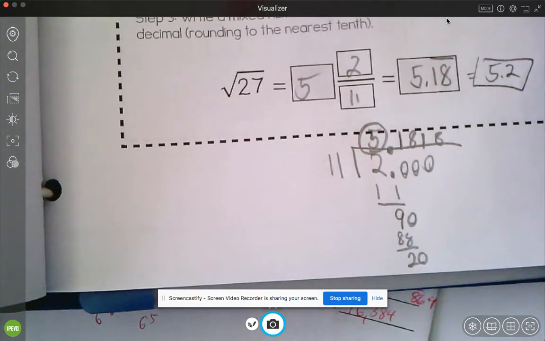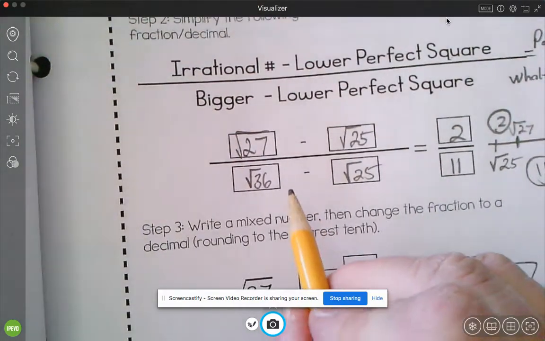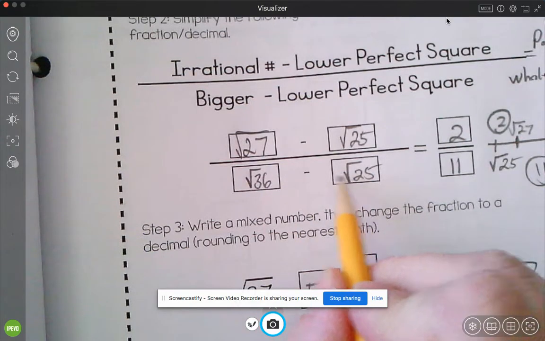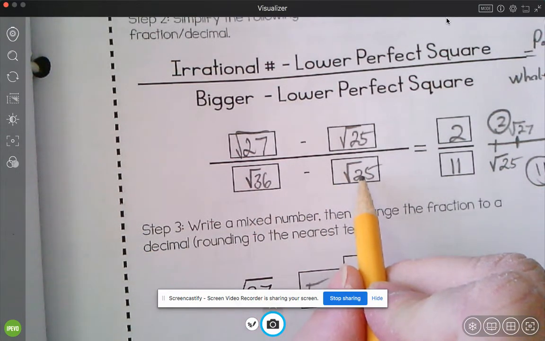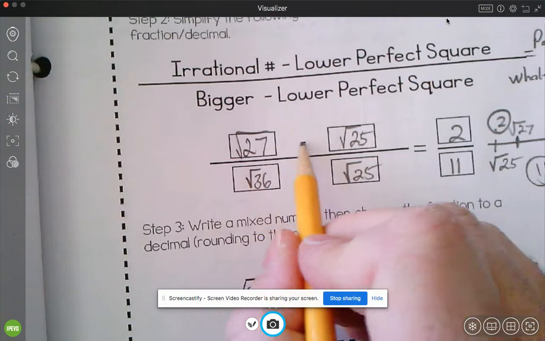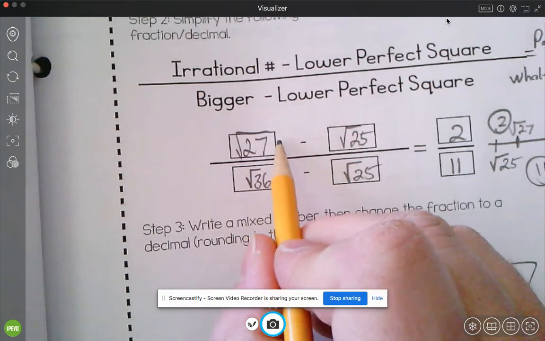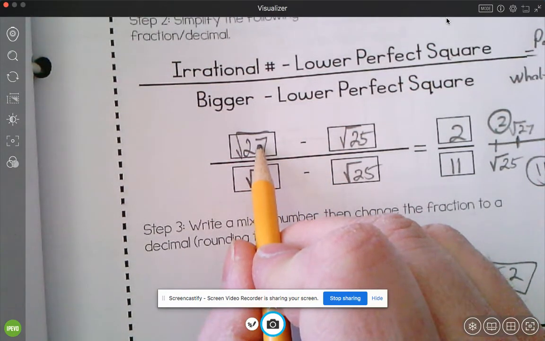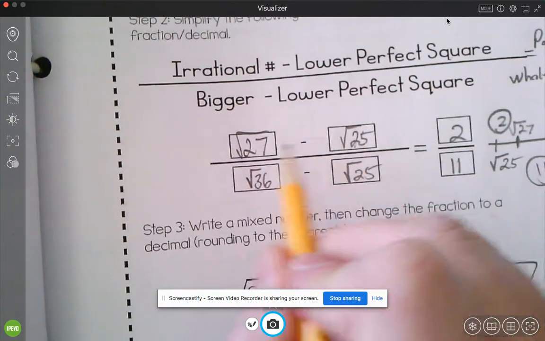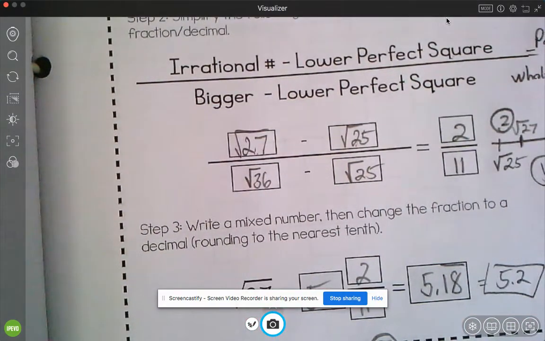This is less guess and check, and it's more about taking the whole at the bottom, the difference between both perfect squares, dividing, and then the numerator is just the smaller distance between the lower perfect square and the irrational. So I hope that helps.